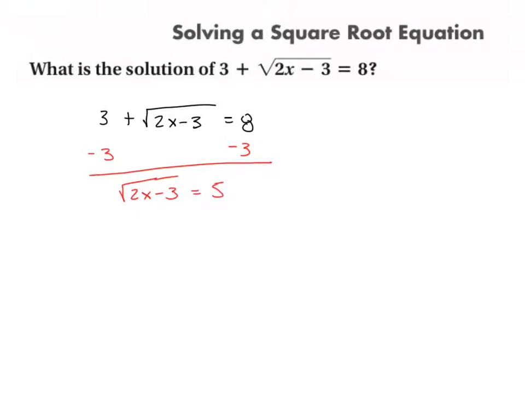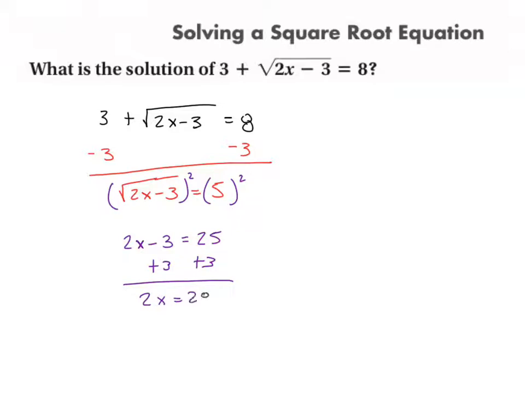To get rid of a radical, in this case the square root, we're going to square both sides of this equation. When we square the left, we're left with 2x minus 3 because they cancel out. And then on the right, 5 squared is 25. Now we'll just finish solving this. We'll add 3. We've got 2x equals 28. We'll divide by 2, and we're going to get x to equal 14.